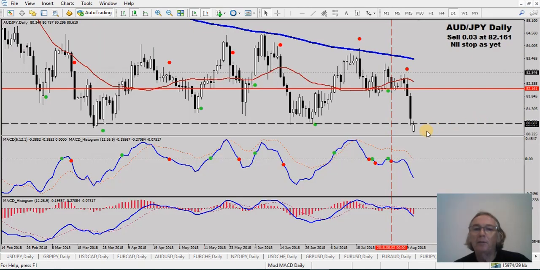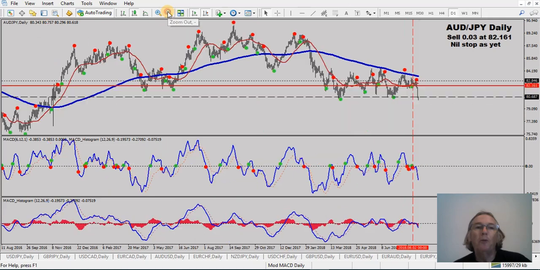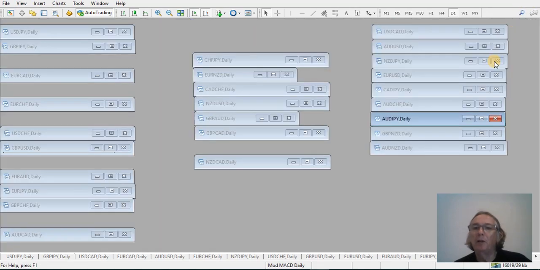Aussie yen, I think it's very similar to the Aussie Swiss. This big support level, just closed 1/3 of my trade there. Oops, wrong way, Jim. Closed 1/3 of my trade there, just taking a little bit of profit, and placed a stop at 82.846. So it's the Aussie yen, that's sell, closed 1/3.